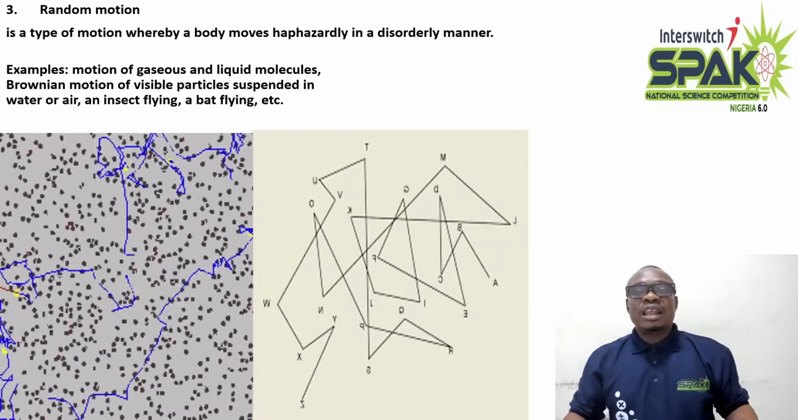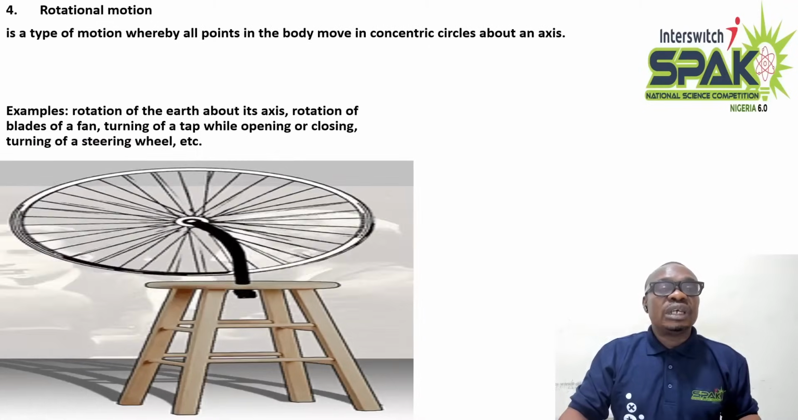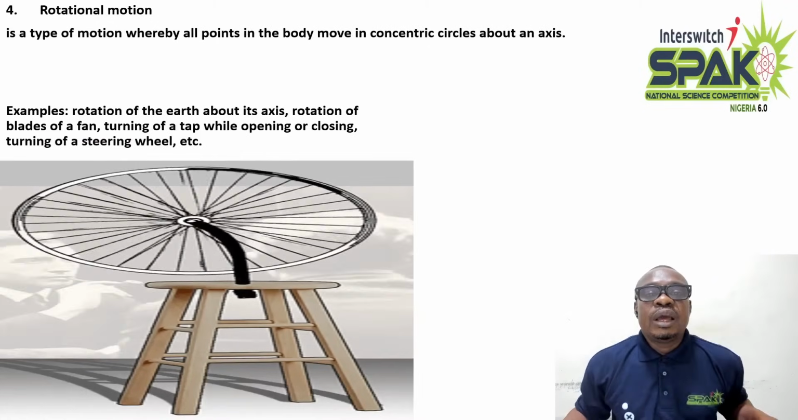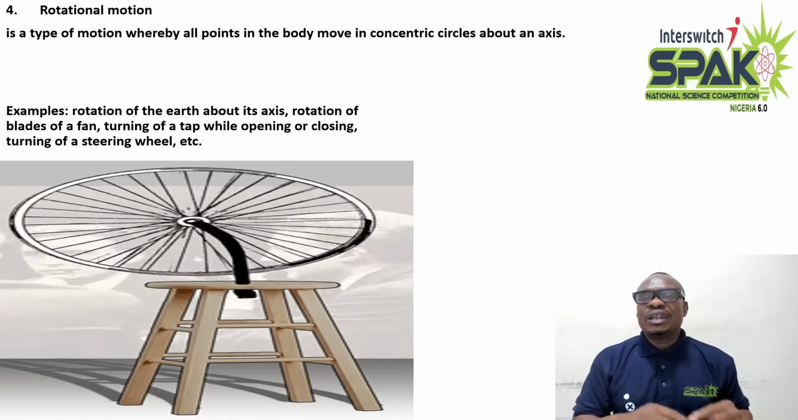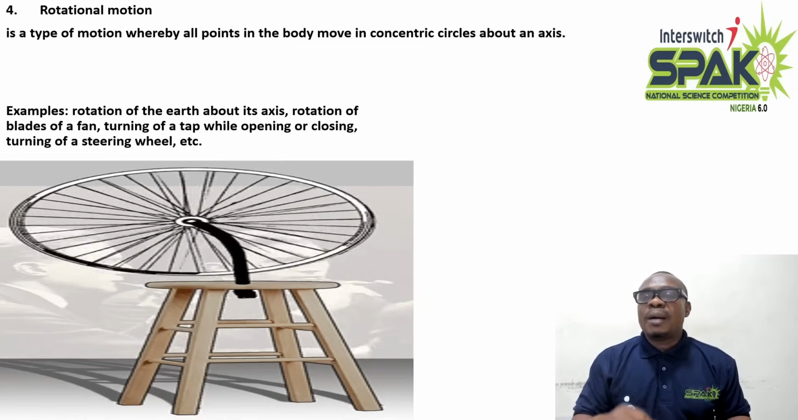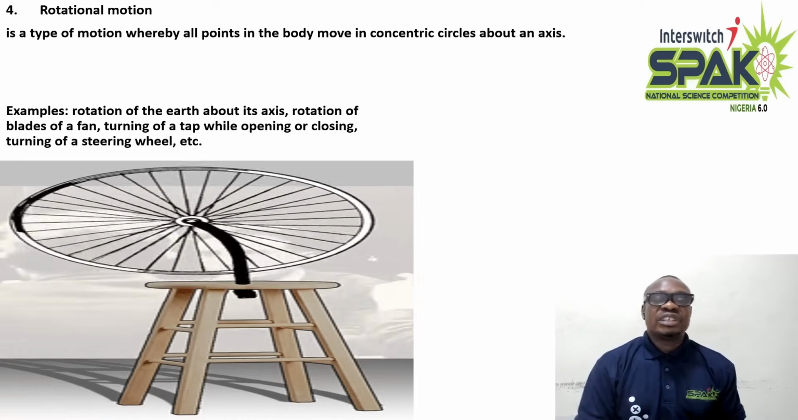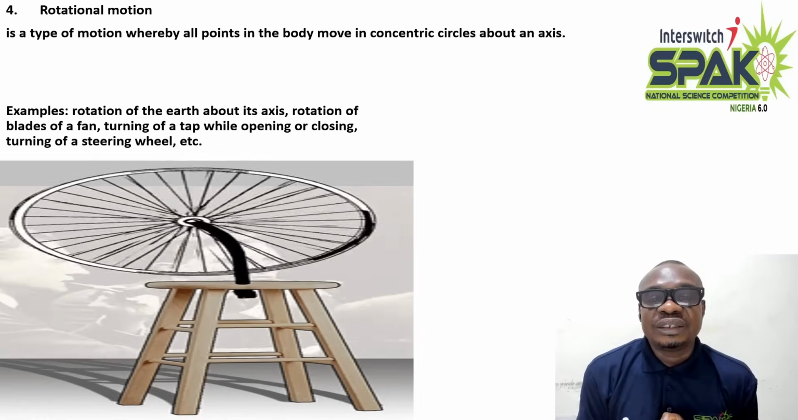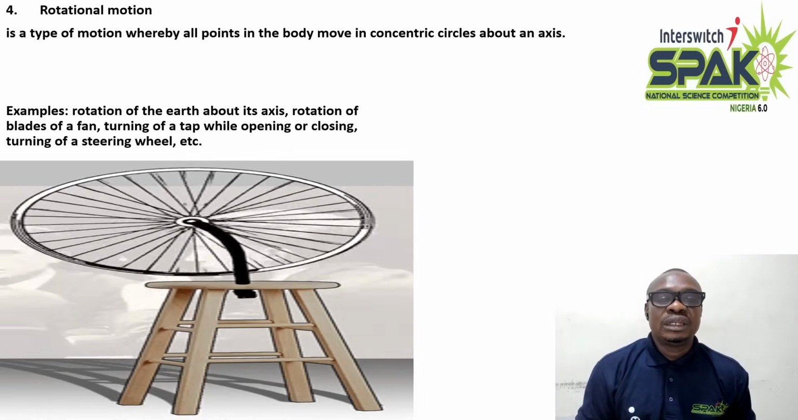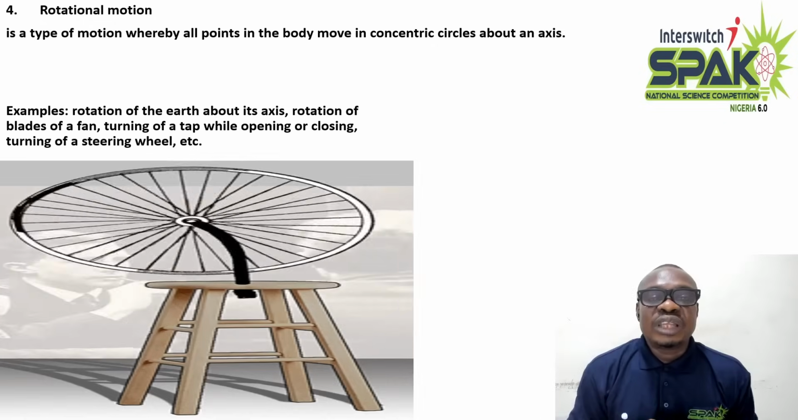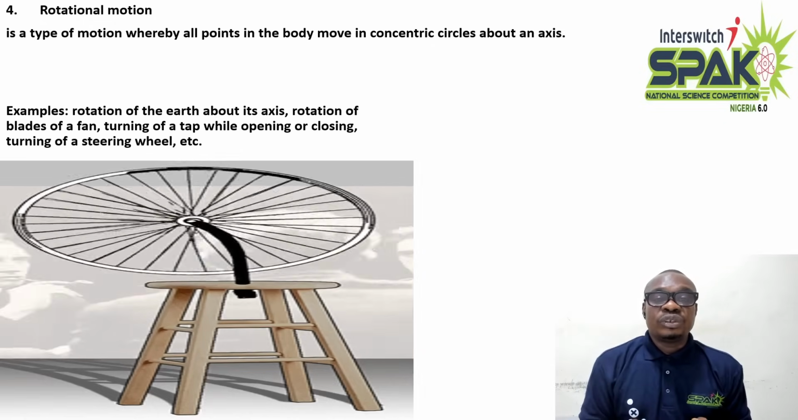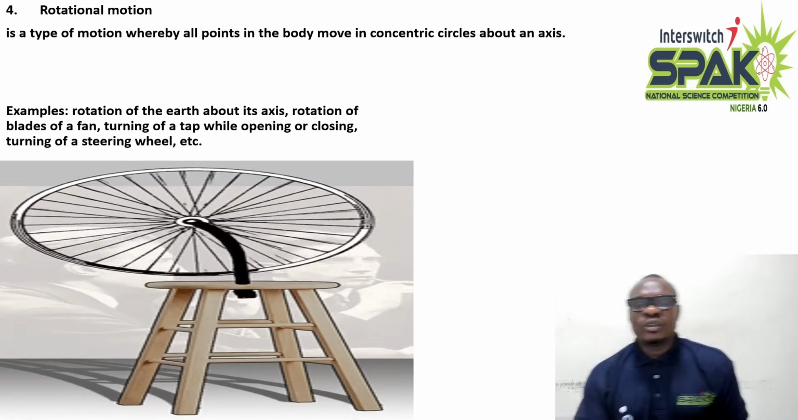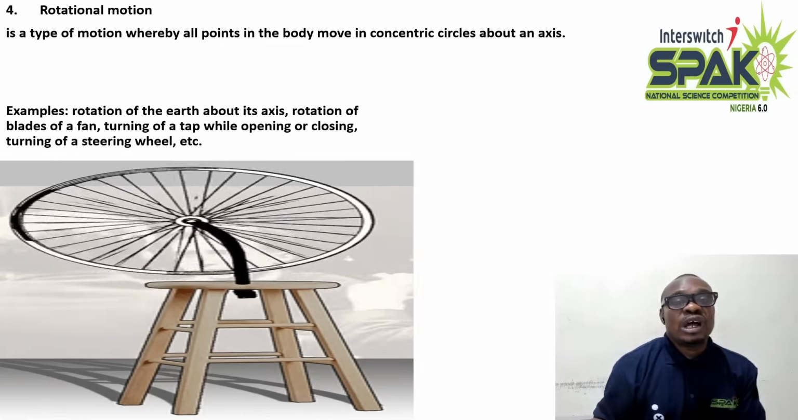So now let's move to the next one, which is rotational motion. Rotational motion is a type of motion whereby all points in the body move in concentric circles about an axis. For example, we have the rotation of the earth about its axis, rotation of blades of a fan, the turning of a tap while opening or closing it, turning of a steering wheel, and even the movement of the tires of cars. They are all rotational motion.